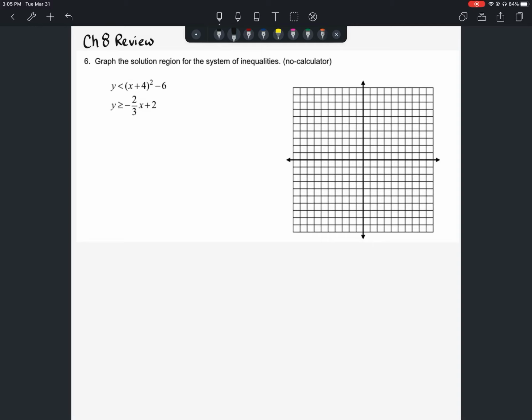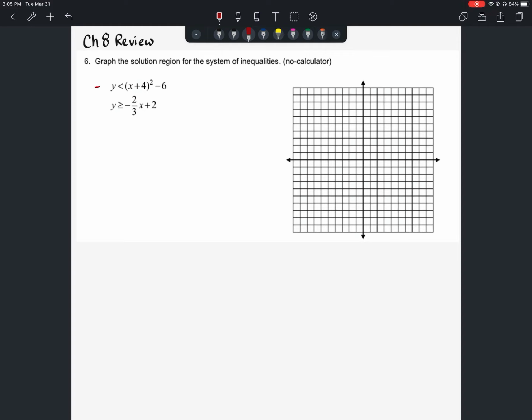This is problem number 6 from the Chapter 8 review. We're going to go ahead and solve a system of inequalities. So first thing we're going to do here, I'm going to do these in different colors. The first one is y is less than the quantity of x plus 4 squared minus 6.